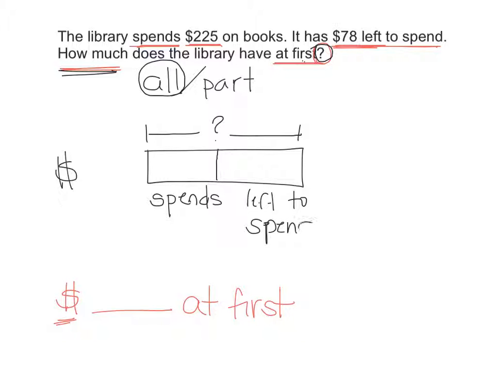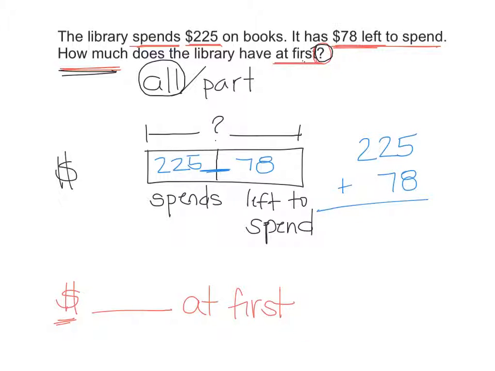Think about if you go to the store and your mom gives you some money and then you spend some of it, you would have some left over that you could still spend. So if I count what I've already spent and what I have left to spend, that should tell me what I started with. So now I can fill in my numbers. I see that the library spent $225. I know that they have $78 left to spend. If I combine those two things, part, part, to find my whole, I can find out how much the library started with. So this is an addition problem because I know both of my parts, $225 plus $78.